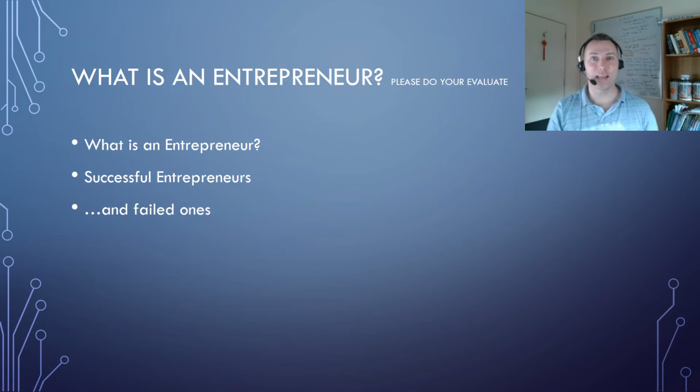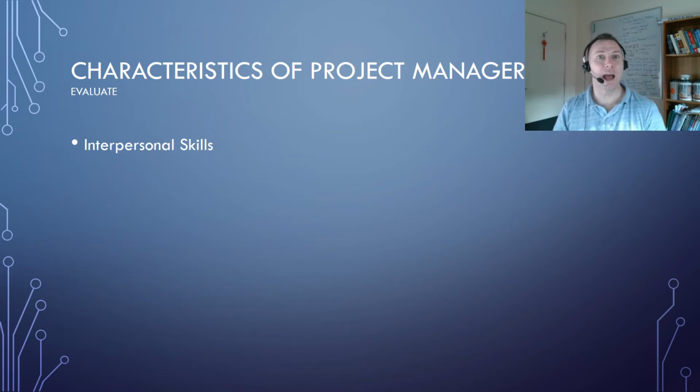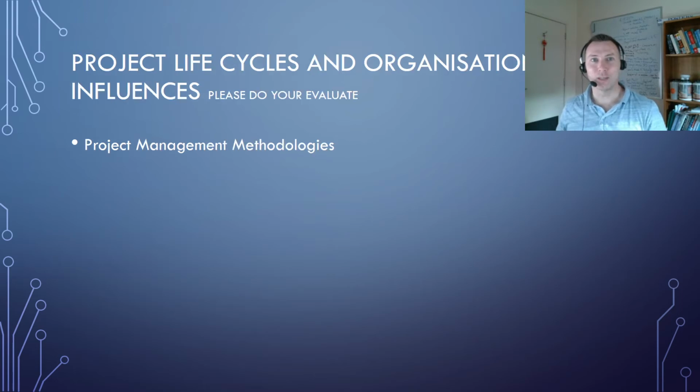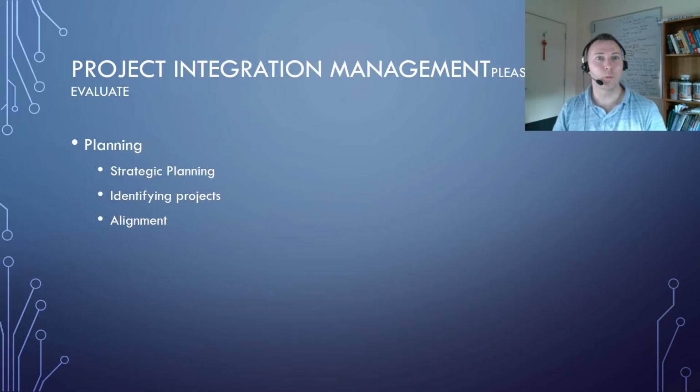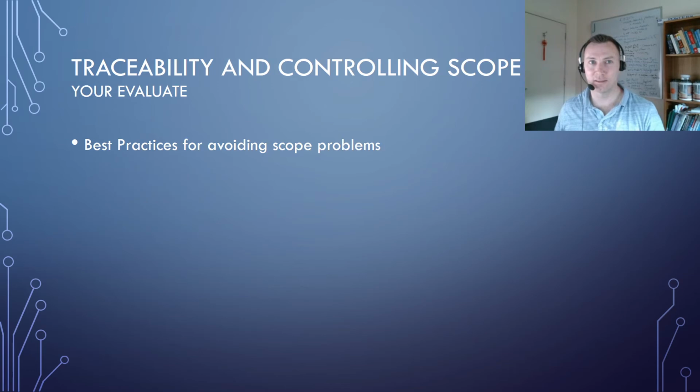You'll need to understand what makes entrepreneurs successful and be able to explain how those entrepreneurial skills can work together with ICT for success. You'll also need to think about how these same attributes might lead to failure. You'll need to understand why the interpersonal skills of project managers are important. You'll need to know about the process-based and adaptive methodologies. You will want to know about strategic planning, identifying projects, and alignment, and how these things are related to selecting ICT projects. And you'll need to know about the best practices for avoiding scope problems in projects.